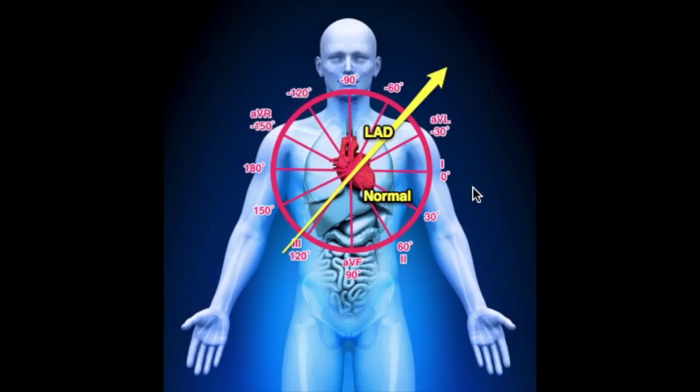So if you have left axis deviation, what are you going to see? Well, the lead that most represents, that looks the most like your axis, is AVL.